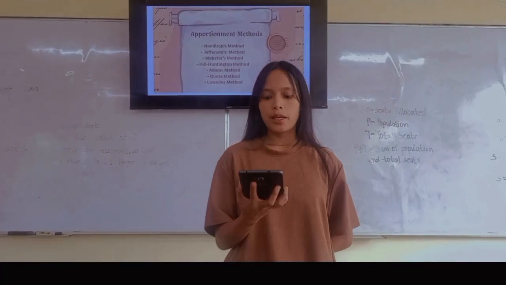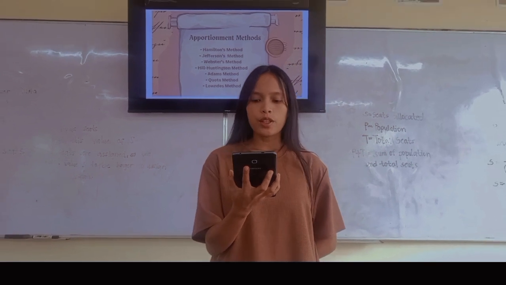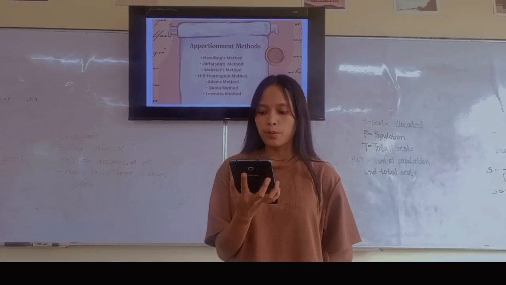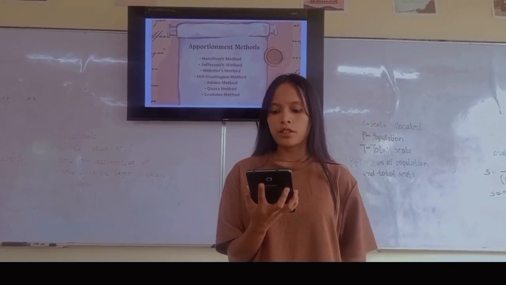Apportionment method, Adams method. Similar to Jefferson's method, but it rounds up instead of down. This method tends to favor smaller states or groups.